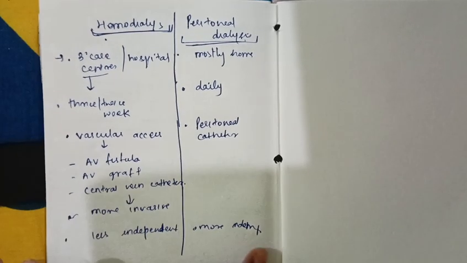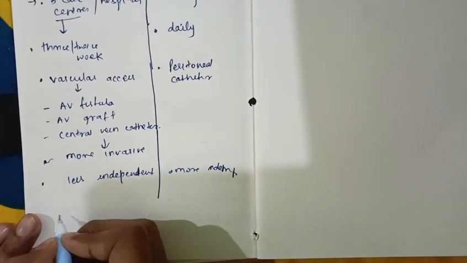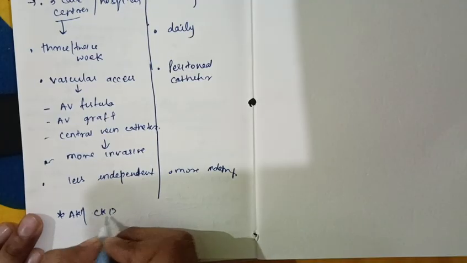So that's all. The most important take home message is that hemodialysis is used in AKI and CKD, with CKD being end stage renal disease.